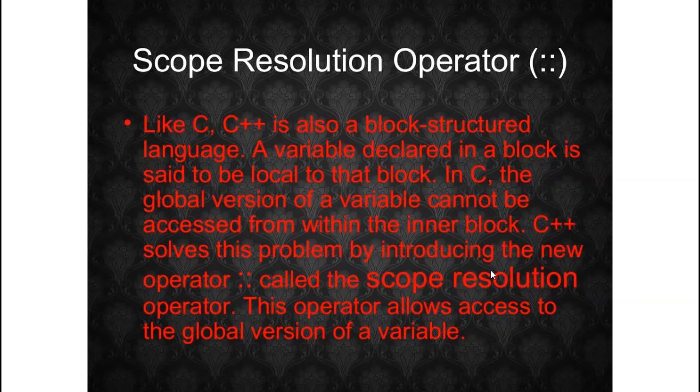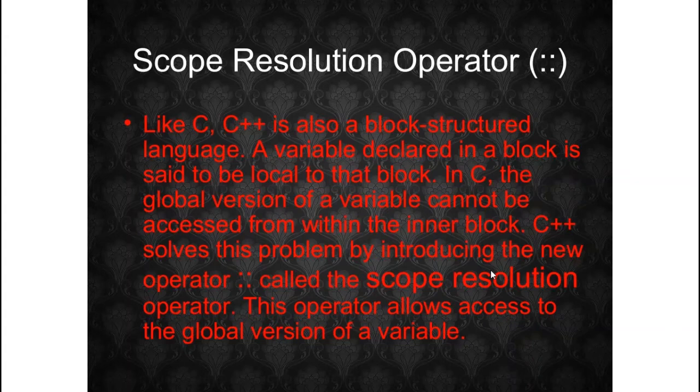Scope resolution operator. It is denoted by double colon without any space. Like C, C++ is also a block structured language. A variable declared in a block is said to be local to that block. In C, the global version of a variable cannot be accessed from within the inner blocks. C++ solves this problem by introducing a new operator called the scope resolution operator. This operator allows access to the global version of a variable.